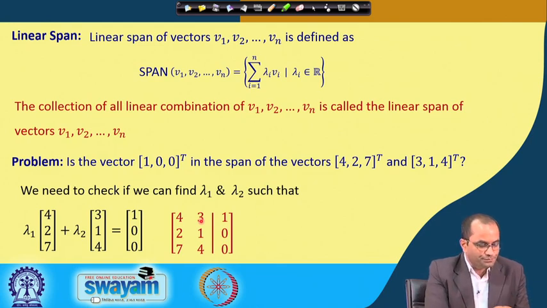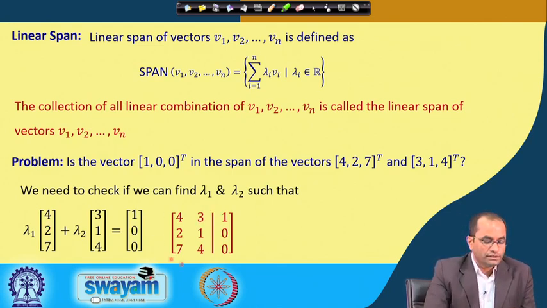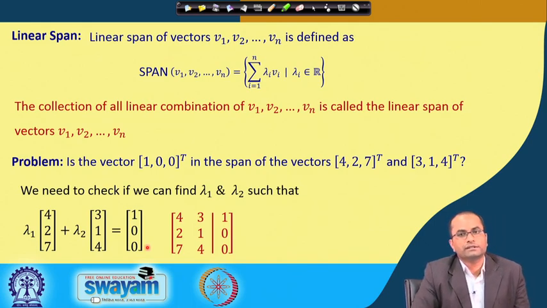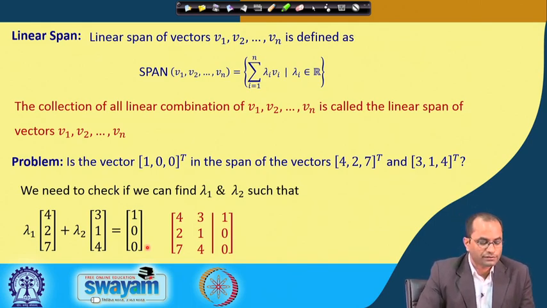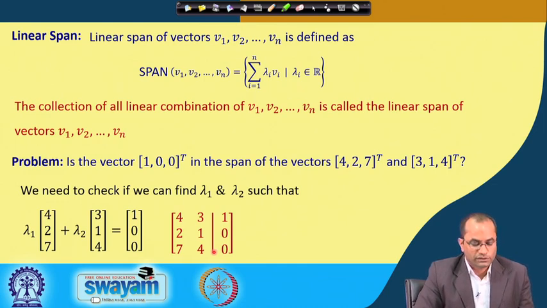Here we have the augmented matrix. Our equations are: 4 lambda 1 plus 3 lambda 2 is equal to 1, the second equation 2 lambda 1 plus lambda 2 is equal to 0, the third equation 7 lambda 1 plus 4 lambda 2 is equal to 0. Out of it we have written this augmented matrix: the coefficient matrix 4, 3, 2, 1, 7, 4, and then the right hand side vector which is 1, 0, 0.